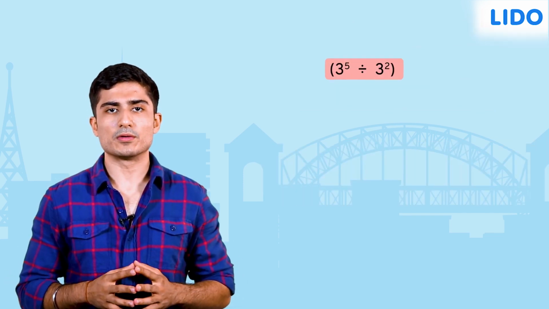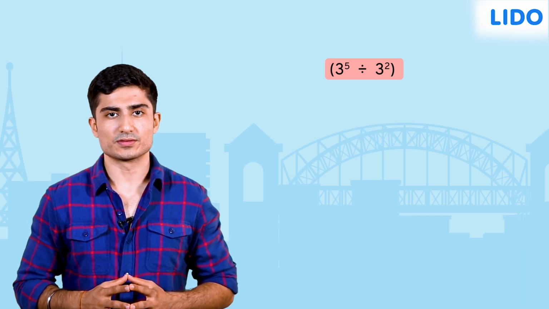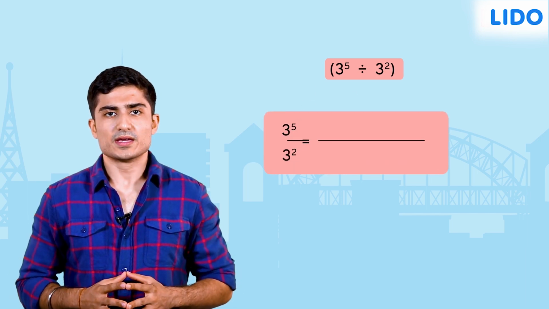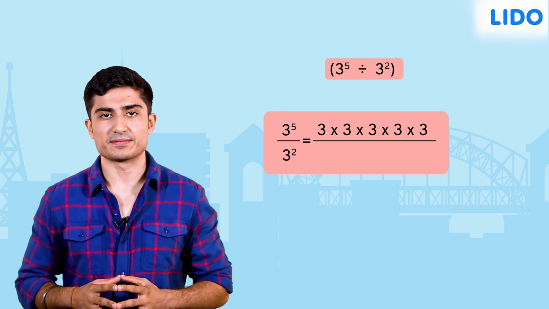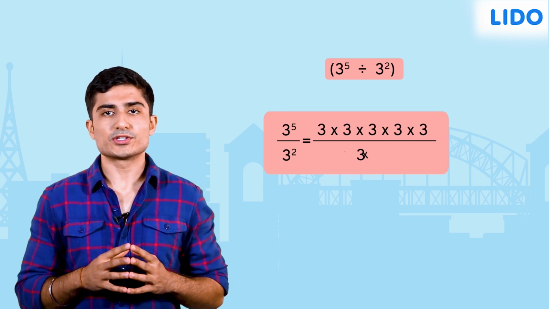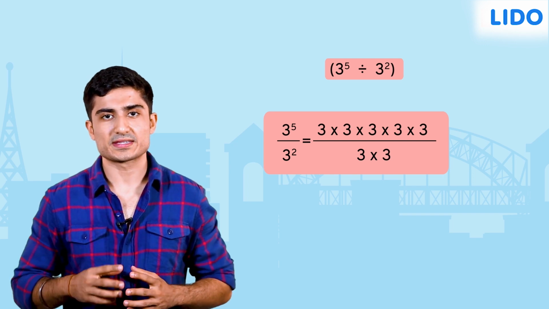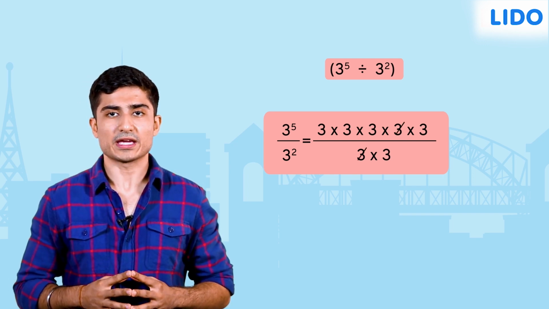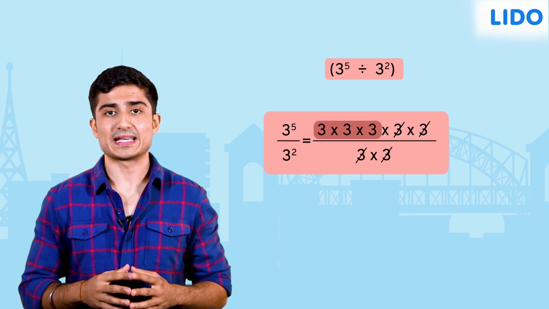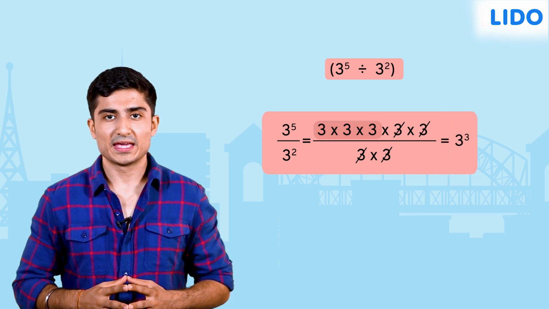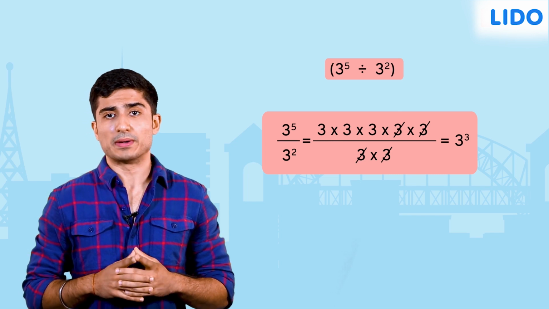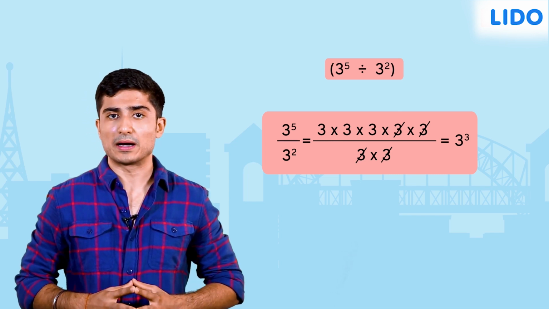Next, consider the division shown. Here we have 2 powers with like bases in division. Let's simplify this. 3 raised to 5 means that 3 is multiplied by itself 5 times, and 3 raised to 2 means 3 multiplied by itself twice. This, on simplification, gives 3 multiplied by itself thrice, which can be expressed as 3 raised to power 3. Can you catch the relation between powers being divided and the simplified power?